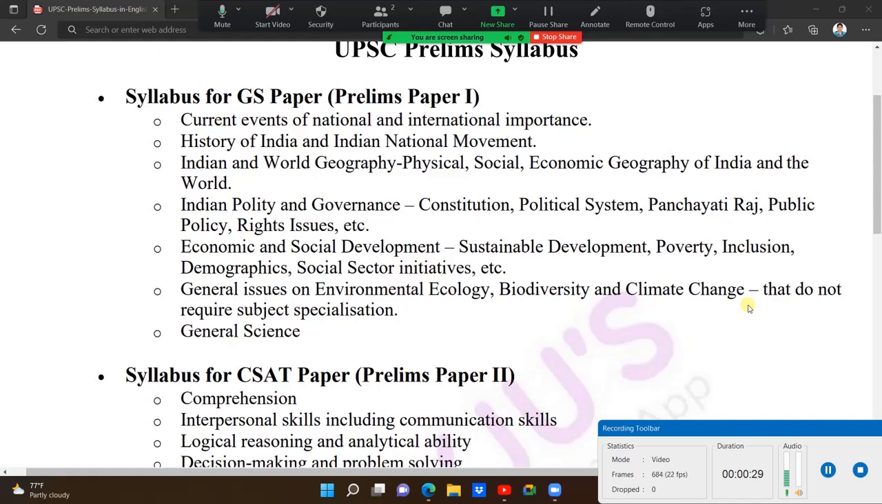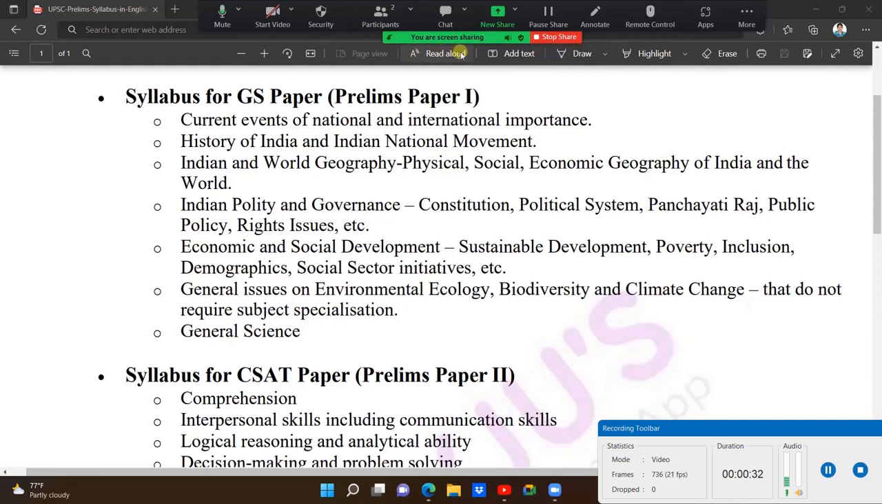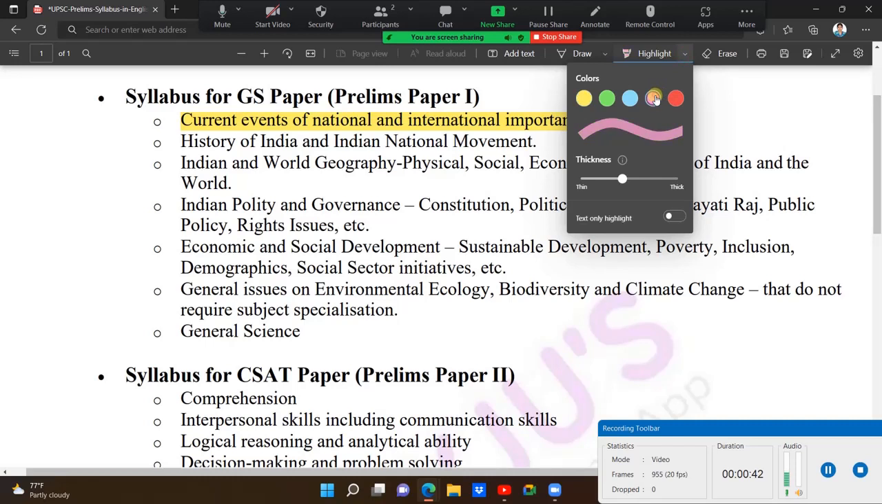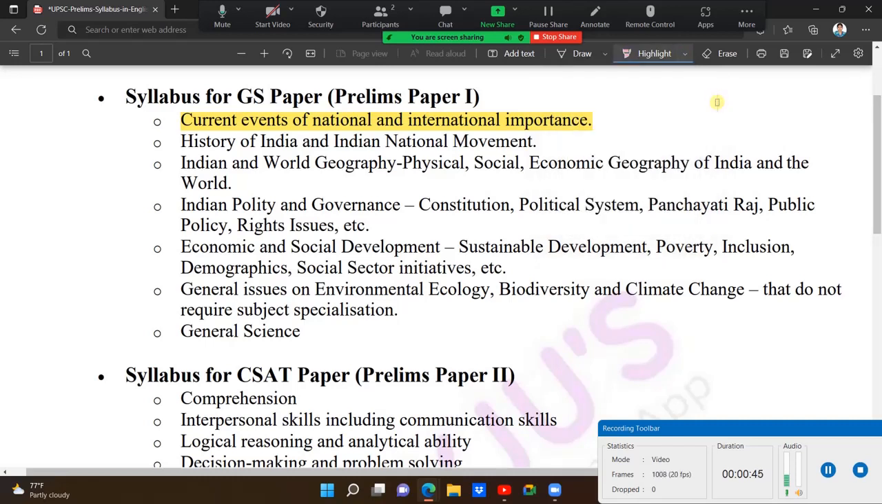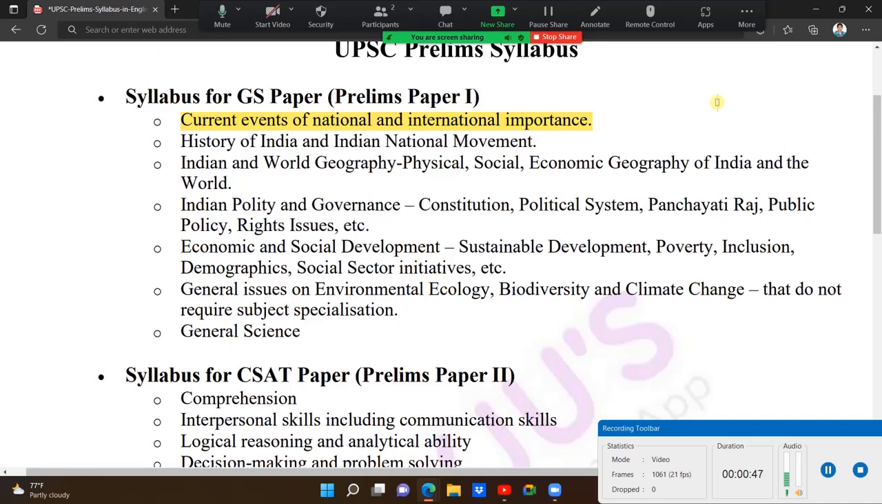The main and first important thing is current events of national and international importance. This is nothing but current affairs. National in the sense about India, and international, Indian relations with other countries, about China, Pakistan, each and everything we have to learn. Current events, what events are going on at present, are very important. So simply we can say the first one is current affairs.